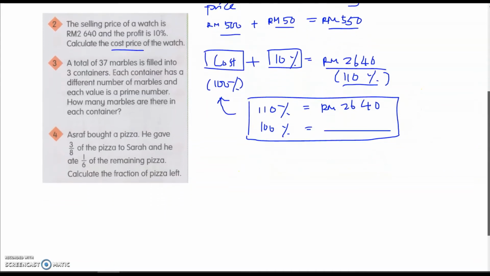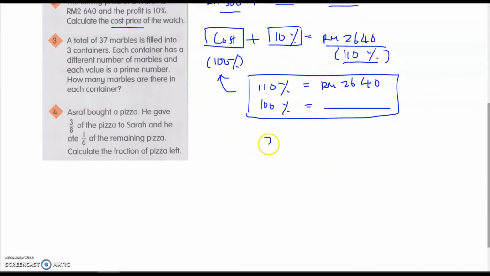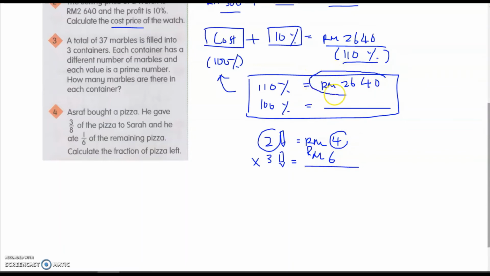Let me give you an easier example. Let's say 2 pens equals 4 ringgit. How much is 3 pens? You take the price, 4 ringgit, divide 2 pens. Each pen is 2 ringgit. And then you times 3. So 3 times 2 ringgit, you get 6 ringgit. Same thing here. We take 2,640 ringgit and divide 110%, so we find out the value of 1%. Then we times 100%. We divide first and then we times.